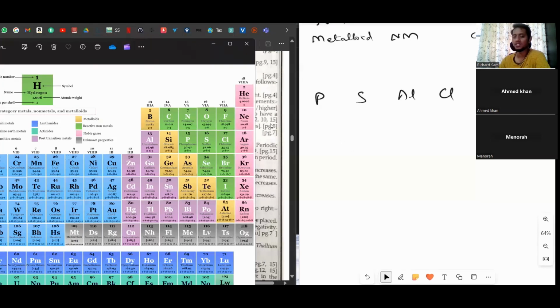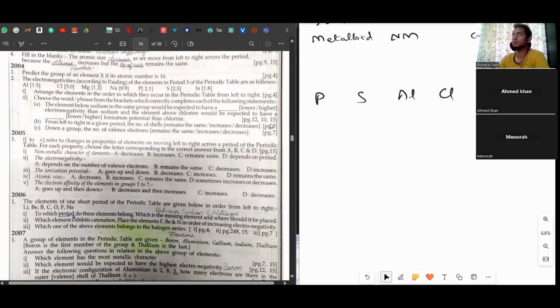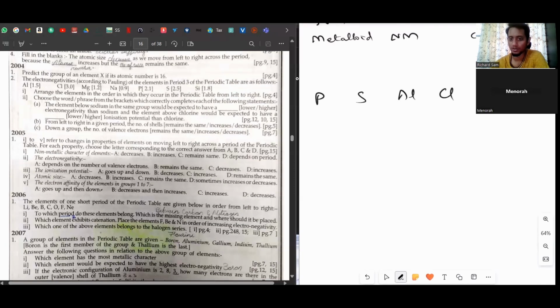Now, if the question is to arrange them according to decreasing order of electronegativity, how will you arrange them? Left to right or right to left? Right to left, because if you go from left to right, electronegativity increases. The other way, it decreases.